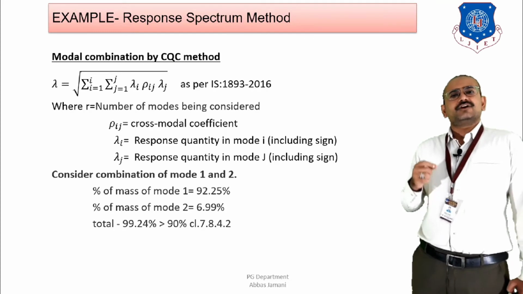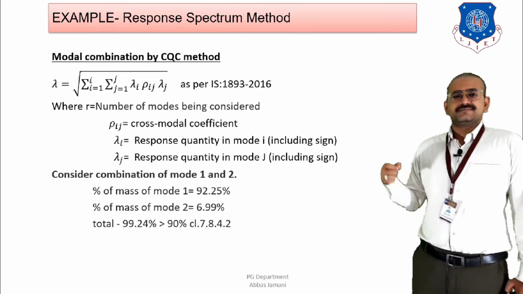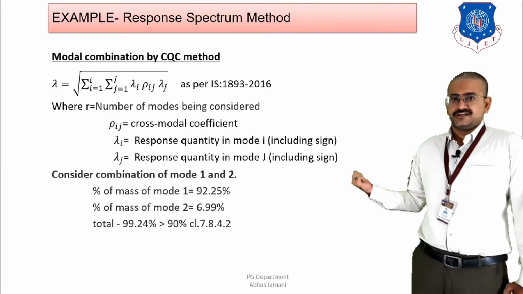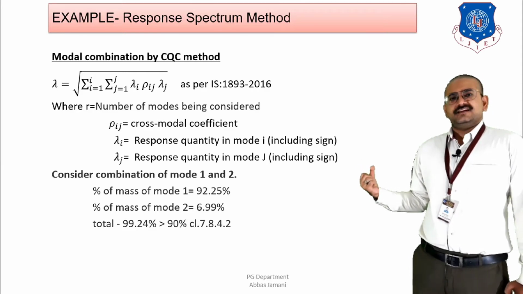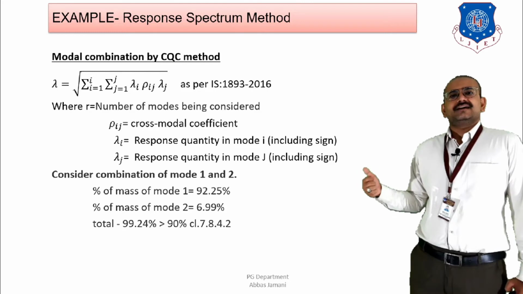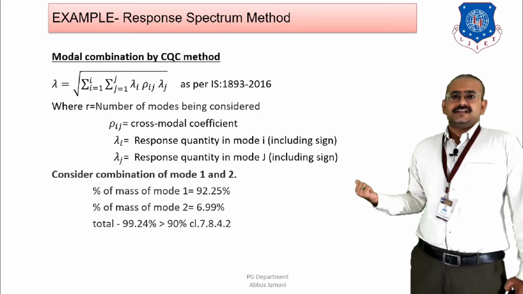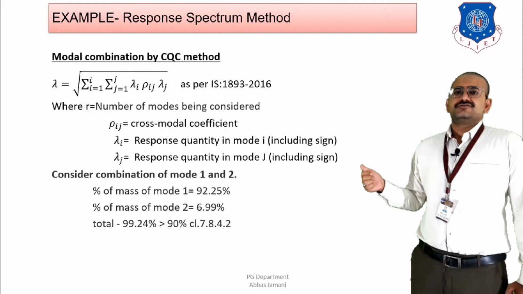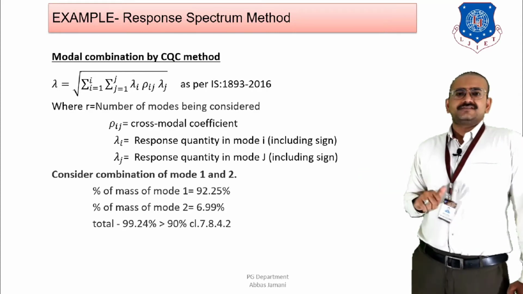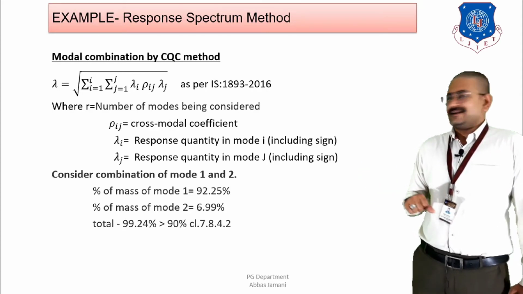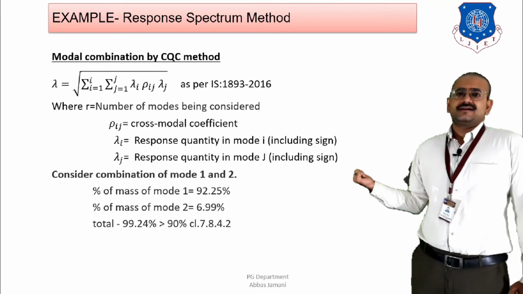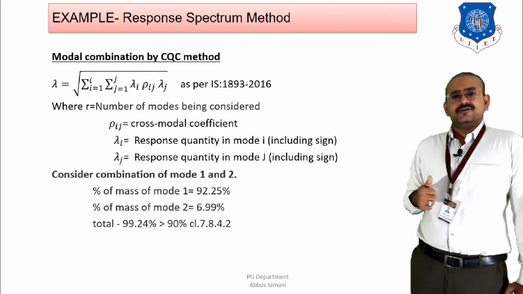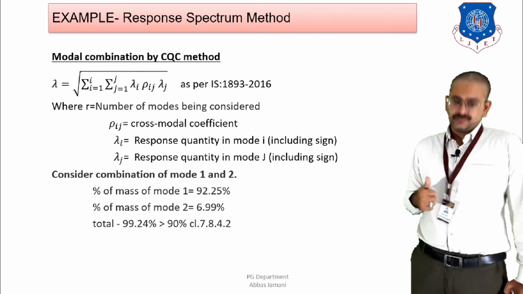Similarly, you can take 1 and 3 also, right? Because the major amount of modal mass participation is in the first mode, and it is less in the second mode and the third mode. So you can take 1 and 2, or you can take 1 and 3, but you cannot take 2 and 3 together, because in that case the value is going to be less than 90%, and then the criterion mentioned in IS 1893 is not satisfied, and hence the modal combination cannot be considered for these two modes, right?